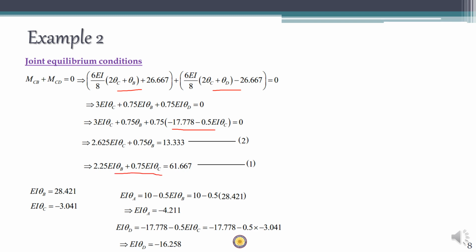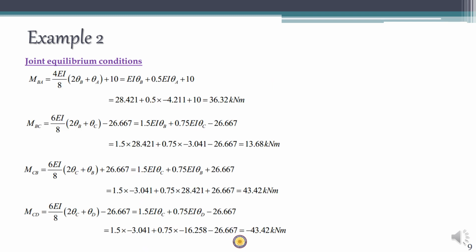Solving the simultaneous equations between theta B and theta C, we can find out the values of theta B and theta C as this. Once theta B and theta C are obtained, we can also find out theta A and theta D. So by now we have found all the unknown displacements. Once all the unknown displacements are obtained, we can find the support moments. You can go back to your slope deflection equations and substitute the values of the thetas so as to find the moment values.